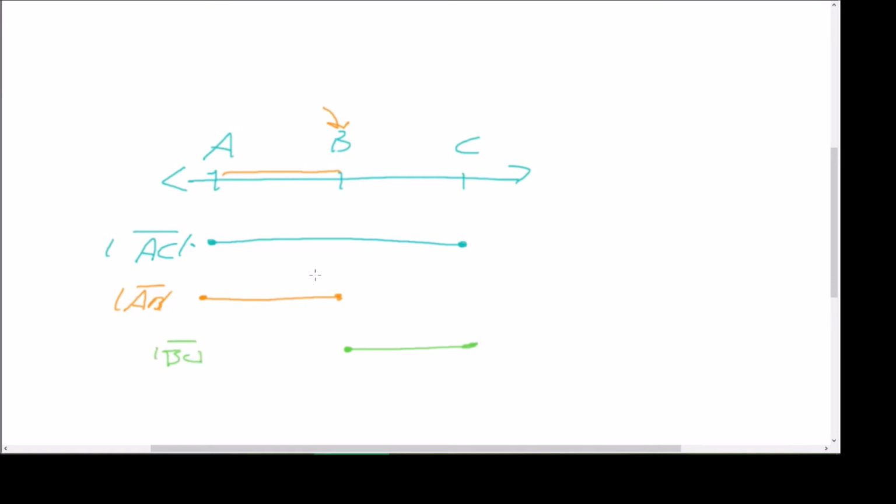So if I take AB and add BC to it, then I should get the full length of AC. So let's look at it again. From here to here is AB. Now I'm going to start BC. Remember, these are all collinear, so they land on the same line.